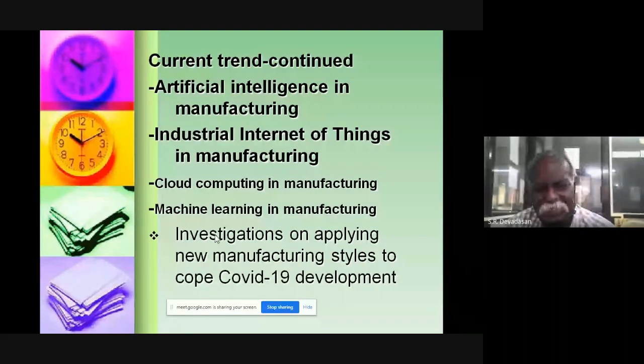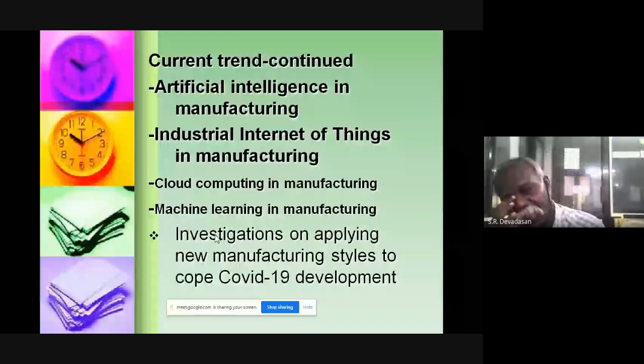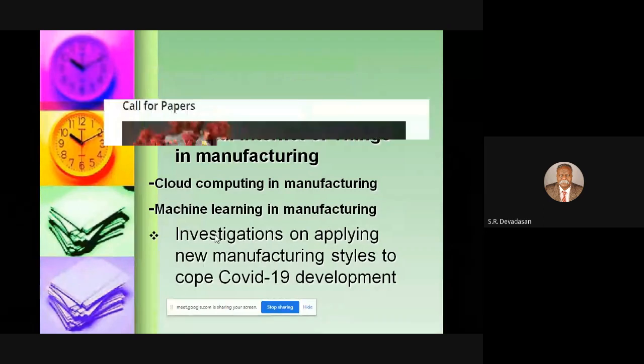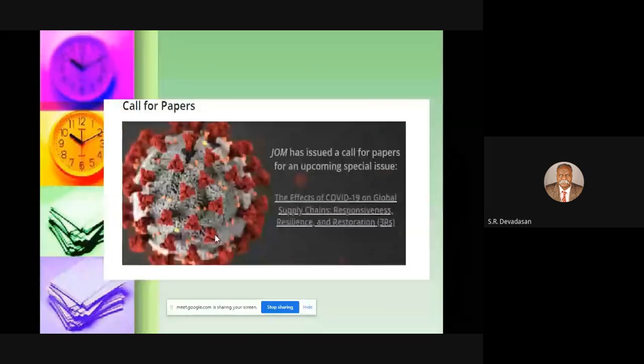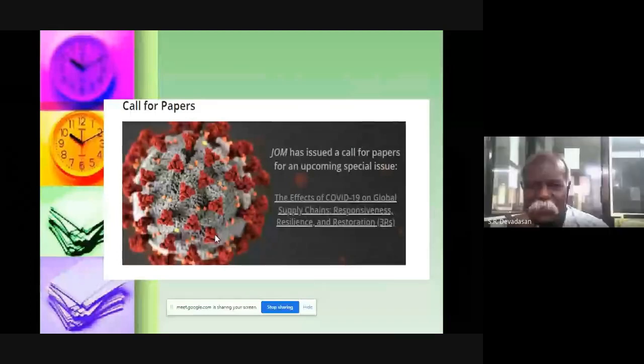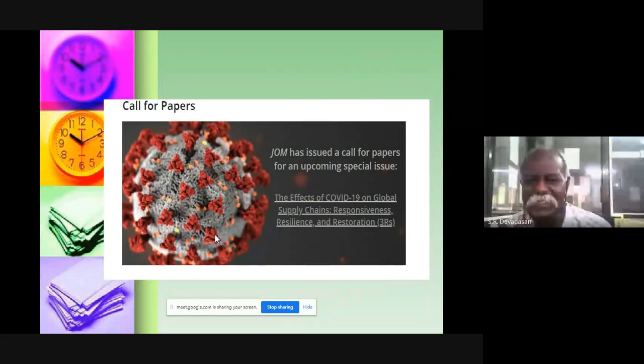So now we engineers have to work to find out the ways of overcoming that kind of issues. So you see, that's one leading journal of management. Okay, so they exclusively brought out an issue to deal with the effects of COVID-19 in global supply chain responses, resilience, and restoration.